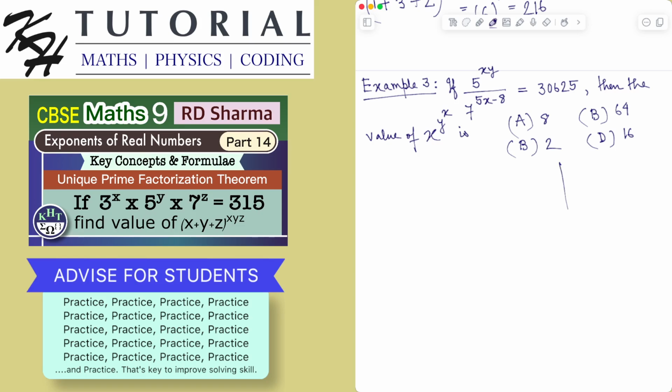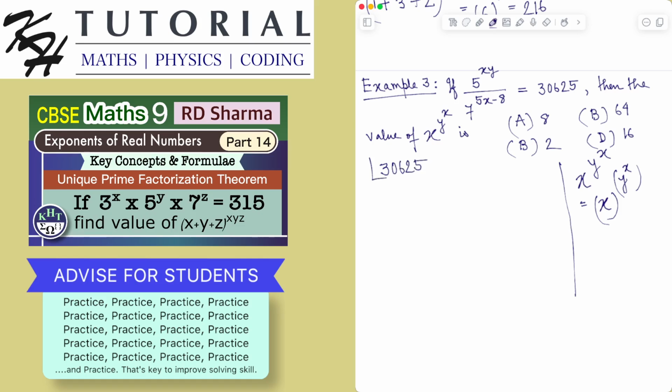Now I hope I have explained in some earlier video what this expression actually means. You see x, in the power you see y, and then as a power of y you see x. This is actually x raised to the power, and the power is again an exponential term which is y to the power x. So clearly first I have to prime factorize 30625.